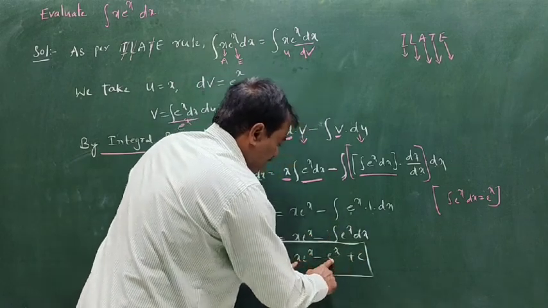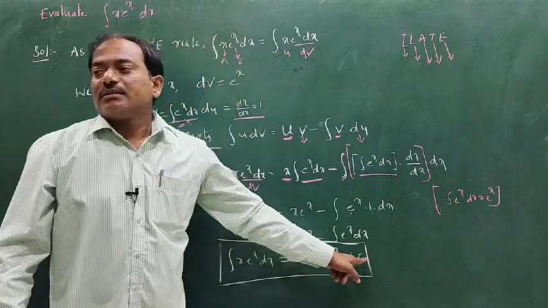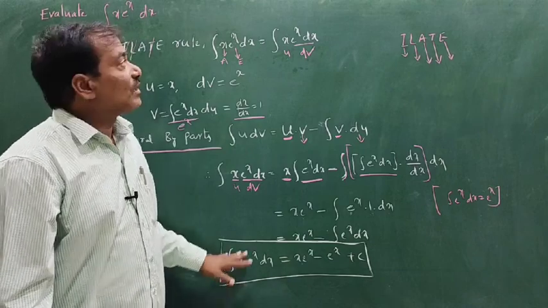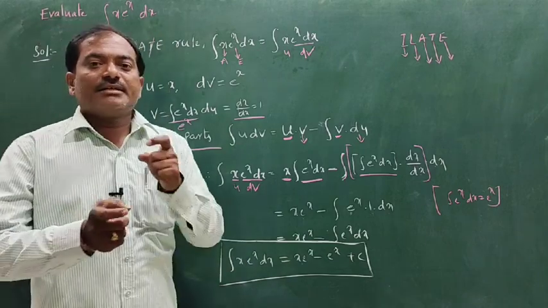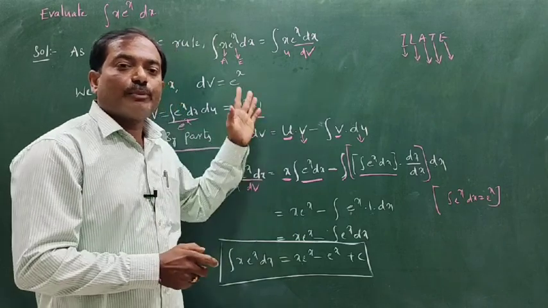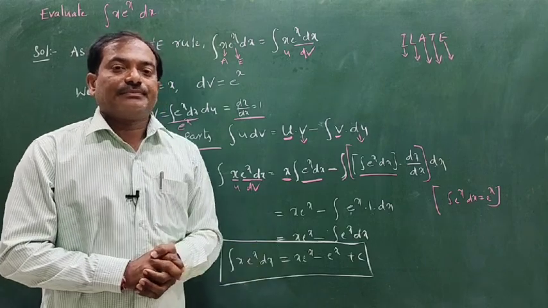So we get x e power x minus, again integral e power x dx, which gives e power x. So the answer is x e power x minus e power x plus c, where c is the integral constant. Yes, this is the process of finding the integral value when the given integration has two functions, the product of two functions.